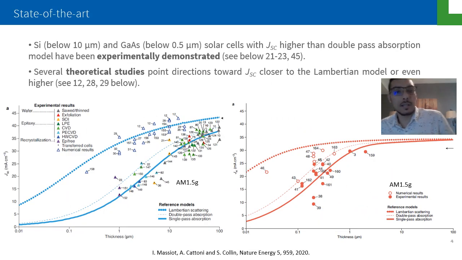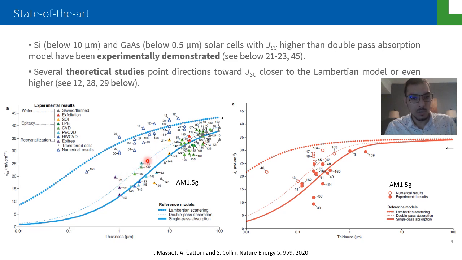Here I show you two different plots for the same figure of merit, which is the short circuit current, the most impacted figure of merit when you go ultra-thin, as a function of the thickness for silicon on the left side and gallium arsenide on the right side. We see three different lines. From bottom to top, we see the limits for single pass absorption, double pass absorption, and Lambertian scattering. And as we can see, there are few results overcoming the double pass absorption.